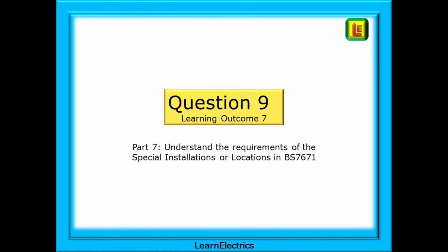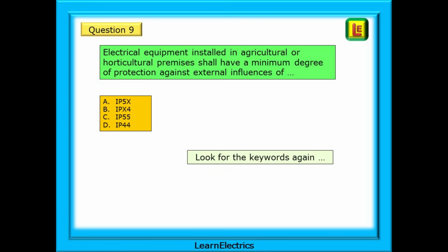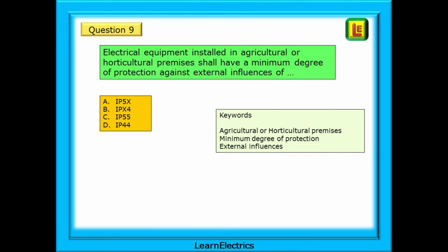Understand the requirements of special locations, part 7 of the book. Electrical equipment installed in agricultural or horticultural premises shall have a minimum degree of protection against external influences of, and 4 choices. Find the key words. The key words we should pick out from the question are agricultural or horticultural premises, minimum degree of protection, and external influences. Now compare these to page 3.